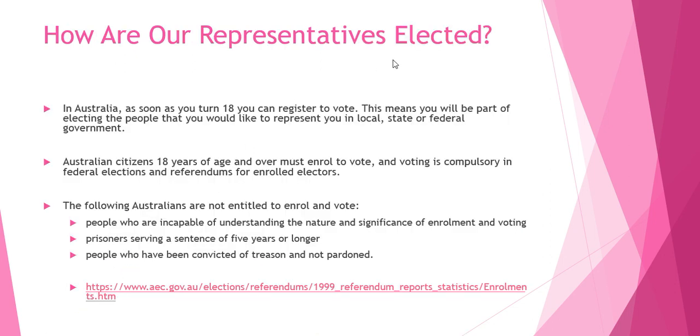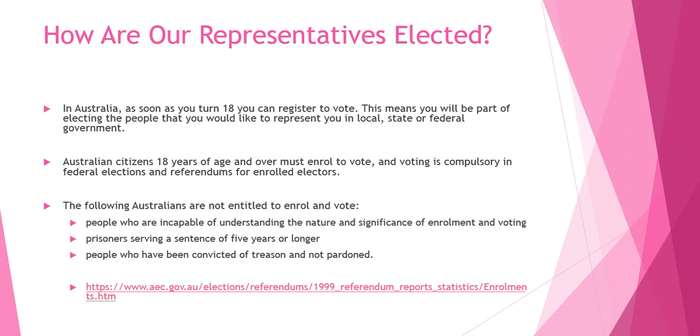All right, so how are representatives elected? Once you're 18, you can register to vote. So any election, federal, state, or local, you can then vote. You vote for who's going to represent the locals, states, and federal governments. Australian citizens who are 18 years of age and over must enrol to vote, and voting is compulsory in federal elections and referendums for enrolled electors.